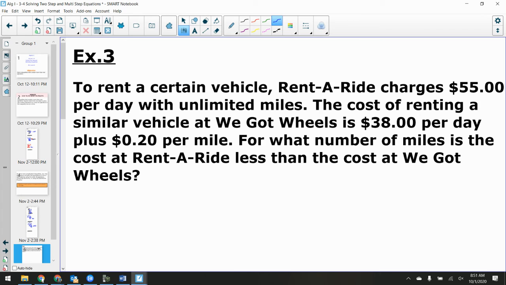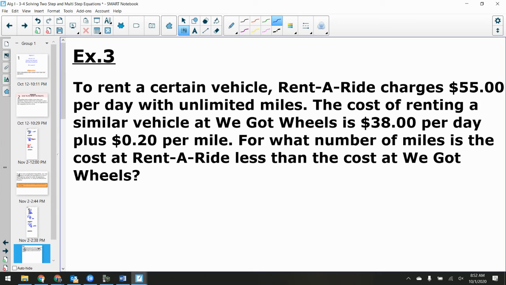To rent a certain vehicle, we got 2 places. This place called Rent a Ride charges $55 per day with unlimited miles. $55 flat fee. Done. The cost of renting a similar vehicle at another place called We Got Wheels is $38 per day plus 20 cents per mile. So this first place just says, if you're going to rent it for the day, you've got $55. Done. That's it. You could drive it 1,000 miles if you really wanted to. It'd be hard to do in a day, but $55.